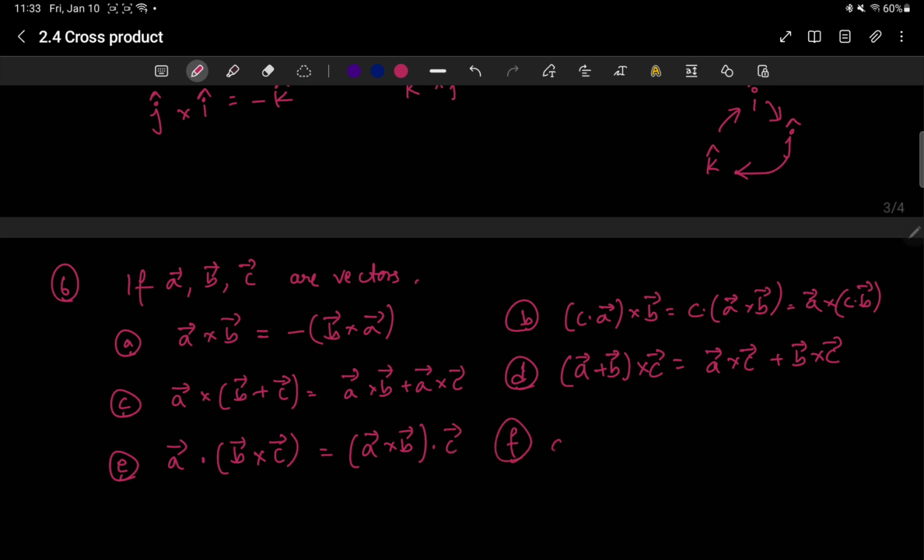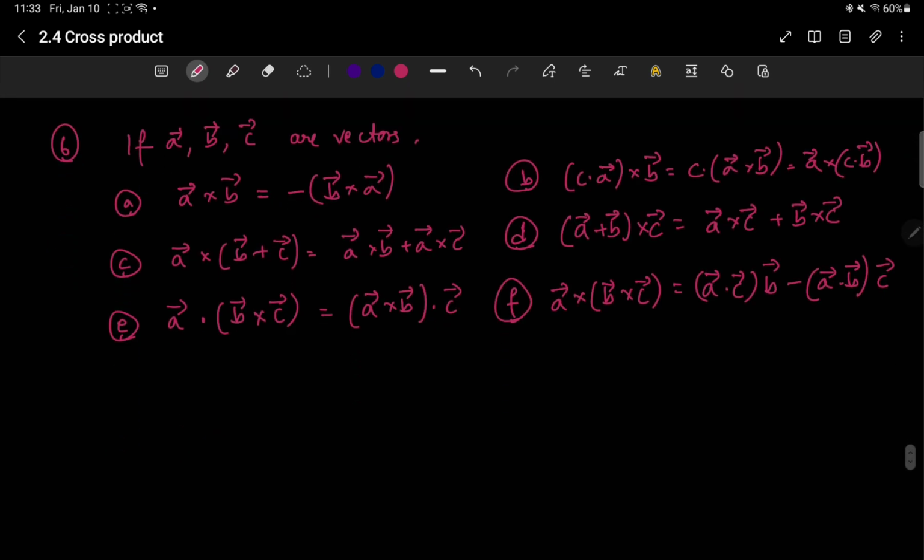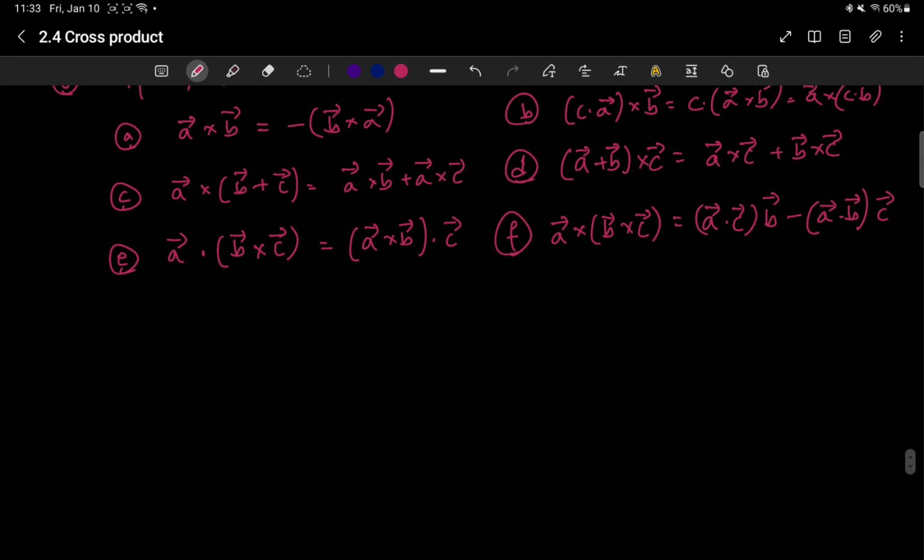And the last one is, what about cross product of cross product? This one is slightly different. This becomes a dot product of A and C times B, minus another dot product of A and B times C. So these are some important properties. Let's look at an example.